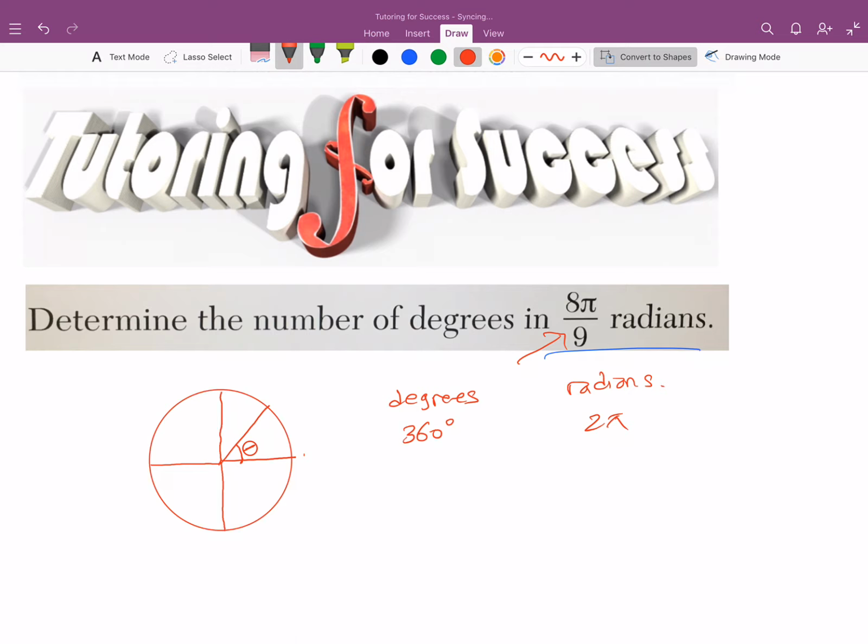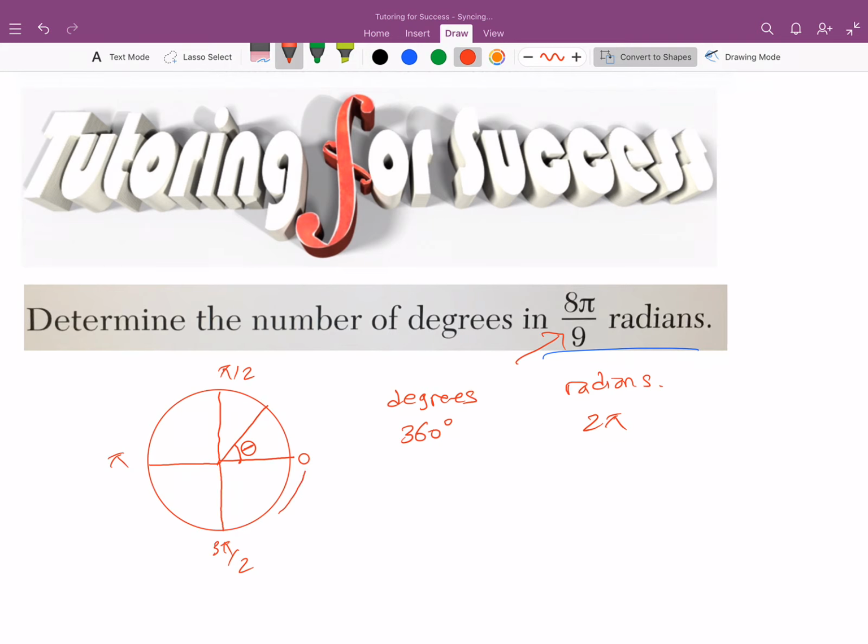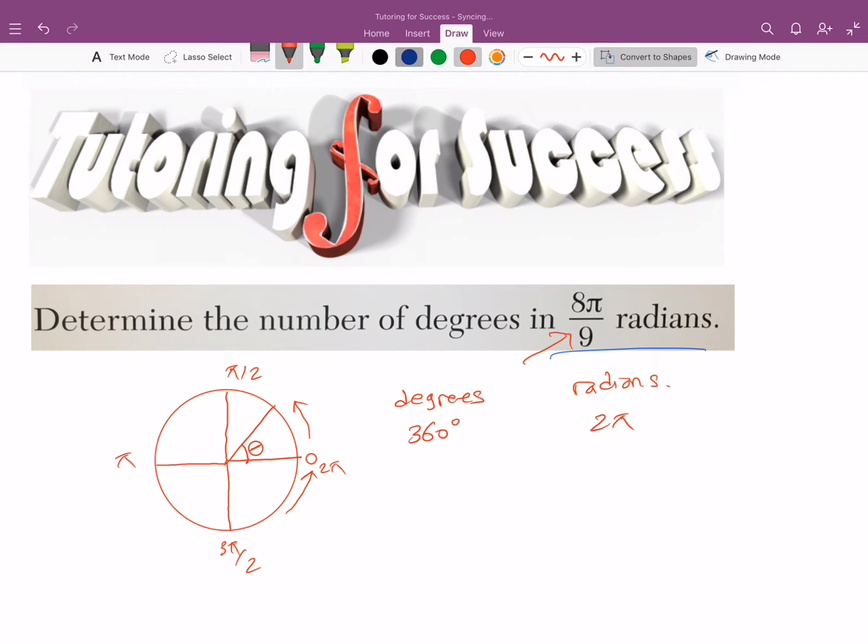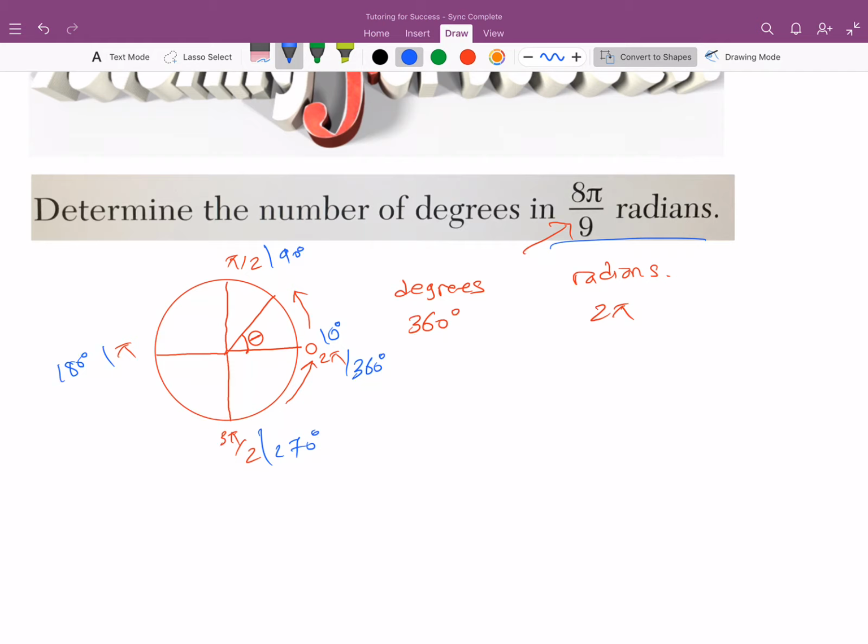So 0 radians, pi over 2 radians, pi radians, 3 pi over 2 radians, and when you come back here, 2 pi. So it's going this way. In terms of degrees, it would be 0 degrees, 90 degrees, 180 degrees, 270 degrees, and then you come back here, 360 degrees. And then there may be other angles like 51 degrees. That is when we need to use this concept to find out what it is in terms of degrees or in terms of radians.